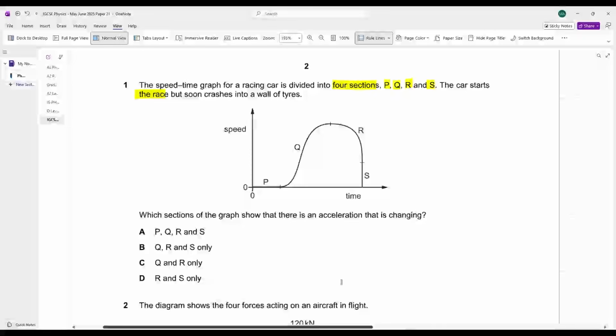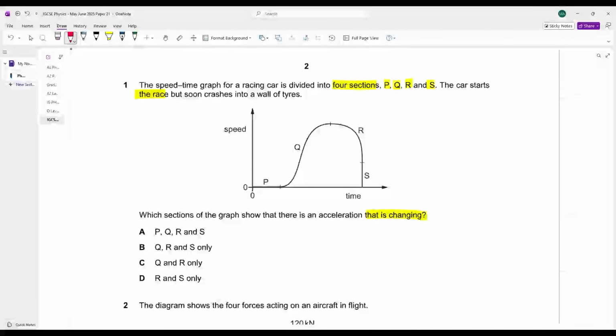The car starts the race but soon crashes into a wall of tires. Okay, which sections of the graph show that there is acceleration that is changing? हमने बताना है कौन से ग्राफ के sections are showing a changing acceleration. बेटा हमने बताना है कि कौन से ग्राफ के सेक्शंस ऐसे हैं जो चेंजिंग एक्सेलरेशन शो कर रहे हैं. Now, do you remember that gradient of speed time graph is equal to what?